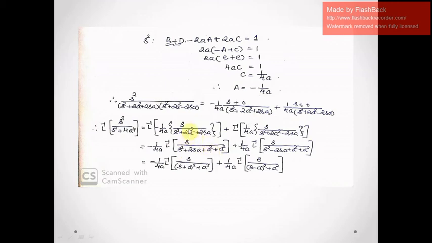So I have a 2a square, which I'll split as a square plus a square. Similarly here, a square minus 2ab, where b is a, that means b square will be a square. I had a 2a square, so this 2a square I will split into a square plus a square.